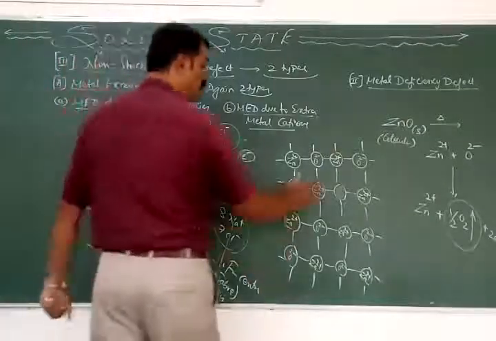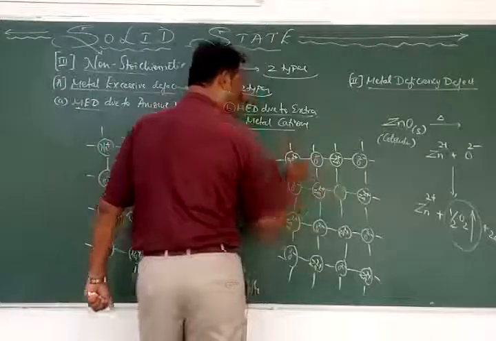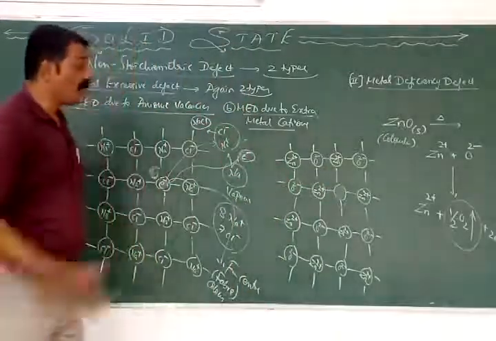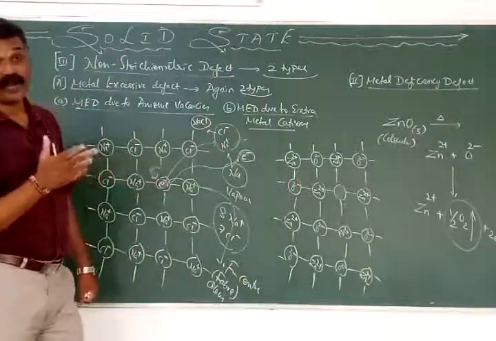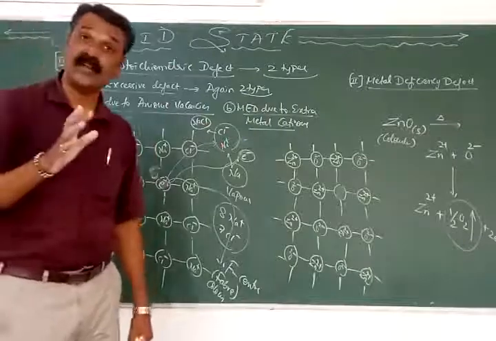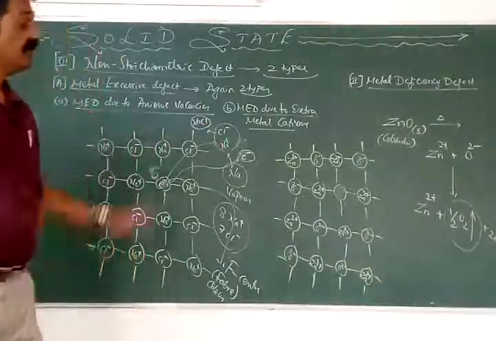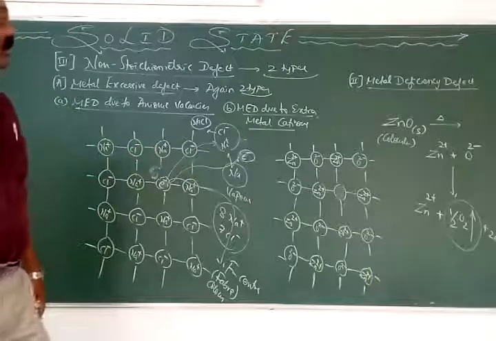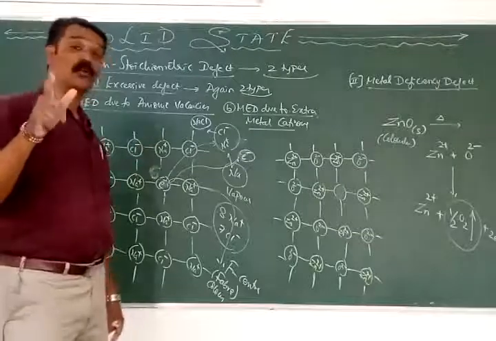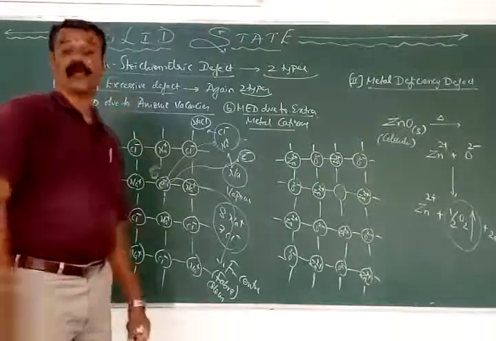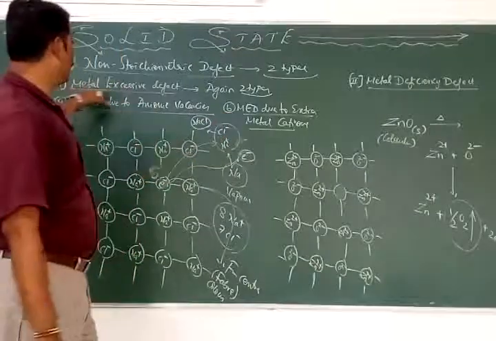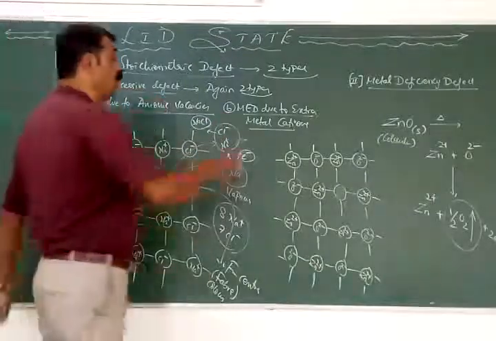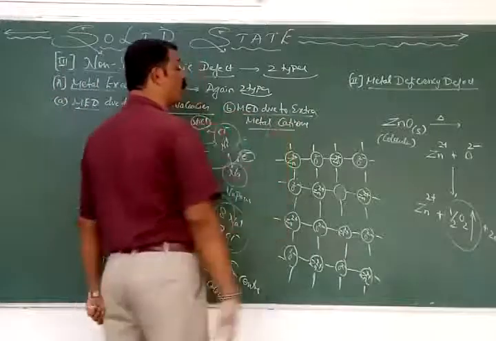So that this becomes vacant, and that is due to how many cations and how many anions? Before, it is 8 Zn2+ and 8 O2-, but after heating we have 8 Zn2+ but only 7 O2-. Again, what defect is it? Metal excess defect.